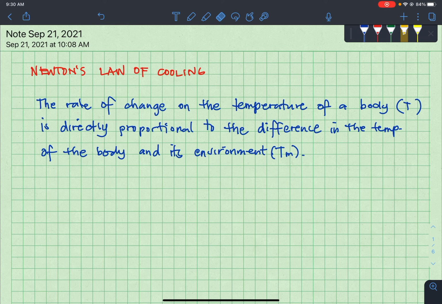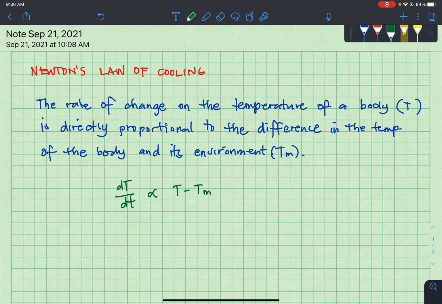In Newton's law of cooling, it states mathematically that the rate of change in the temperature of the body, which is T, with respect to time, is directly proportional to the difference between the temperature of the body and that of its environment, T sub m.